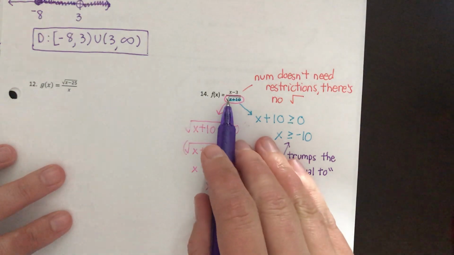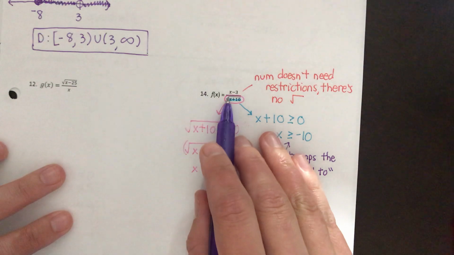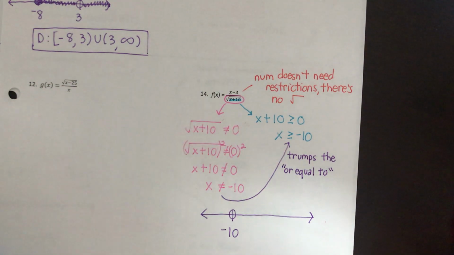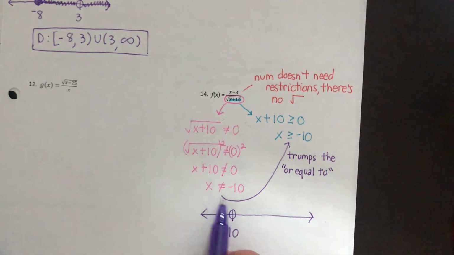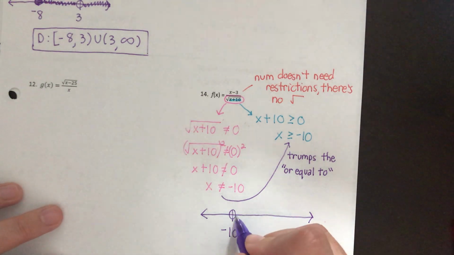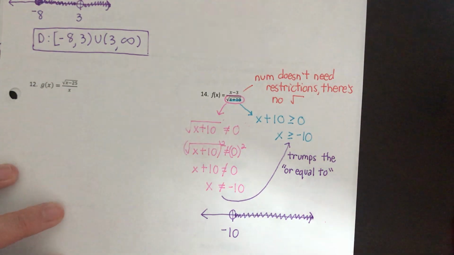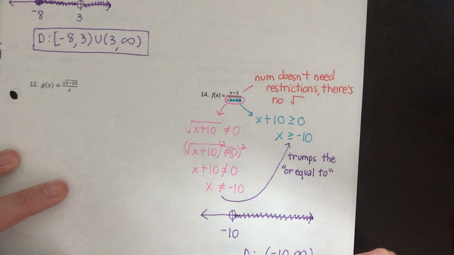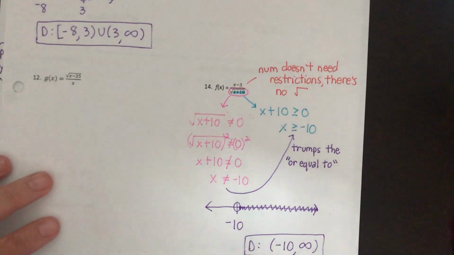This trumps that, because if we equaled negative 10, I know it's okay for the radical to have the square root of 0, but not if the square root of 0 is in the denominator. We can't have 0 in the denominator. So this not-equals trumps the or equal to here. Negative 10 cannot be included, and we're just going to shade everything greater than negative 10. So the domain would just be negative 10 to infinity with parentheses. Oops, so sorry, y'all.